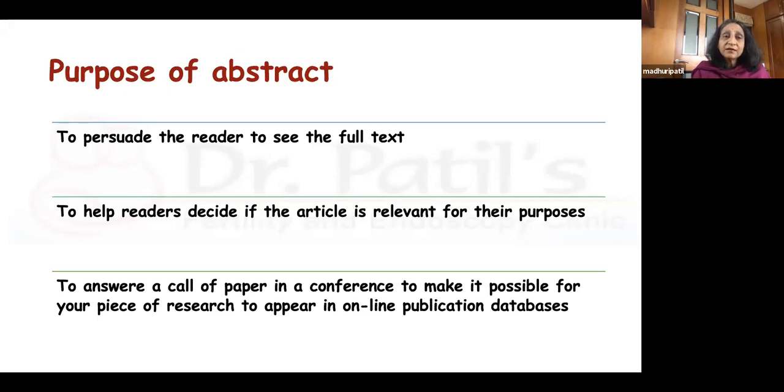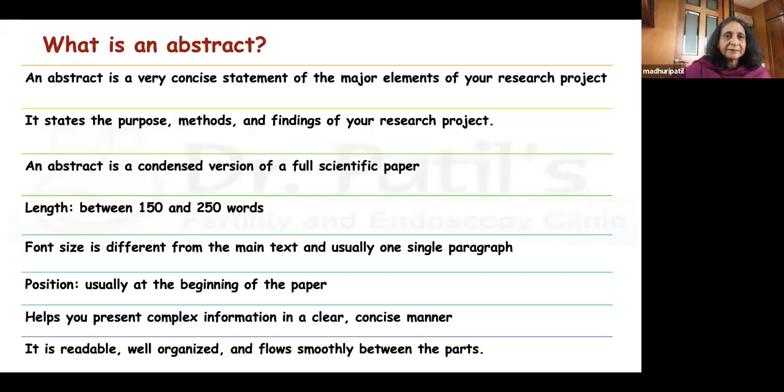So therefore, your abstract is going to persuade the reader to see the full text, to help the reader decide if the article is relevant for their purpose, and to answer a call of papers in a conference to make it possible for your piece of research to appear in an online publication database. So what is an abstract? It is a very concise statement of the major elements of your research project. It states the purpose, methods, and findings of your research project. An abstract is condensed version of a full scientific paper, and usually it is between 150 to 250 words.